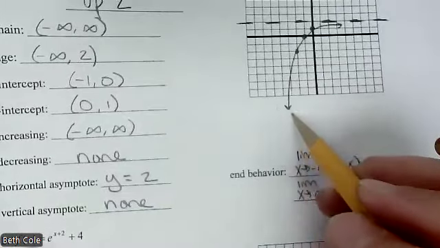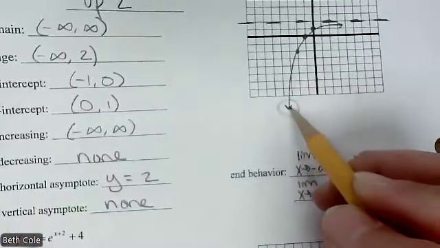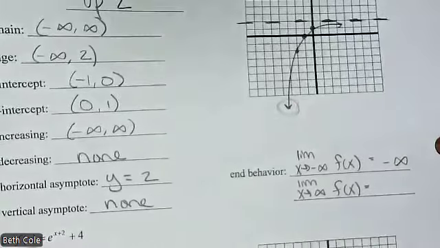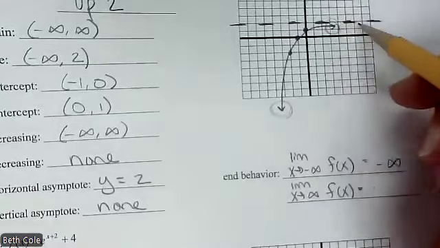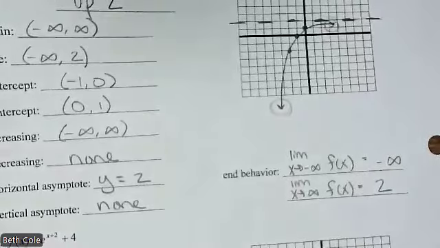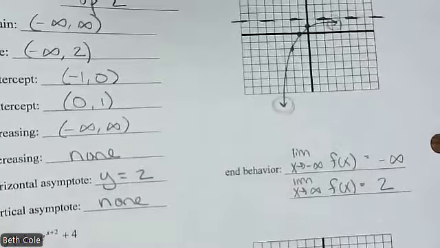All right, so where is your left arrow going? Down, negative infinity, and your right arrow goes to the asymptote, which is 2. It won't ever touch 2, it's behavior.